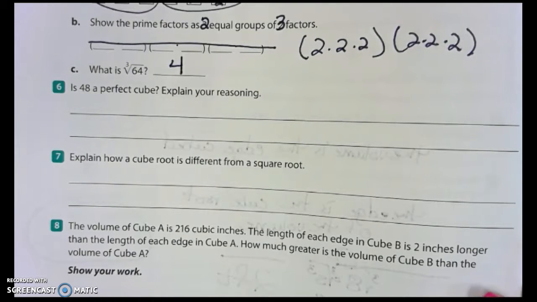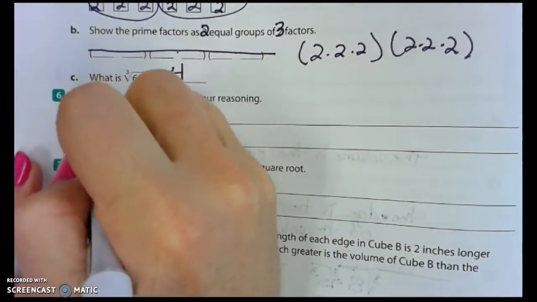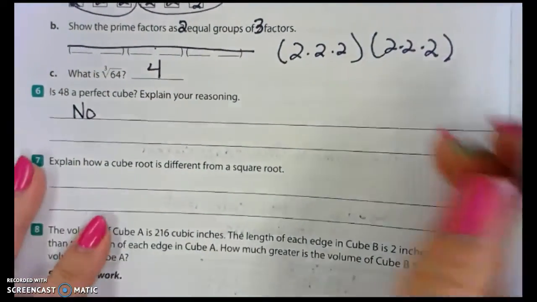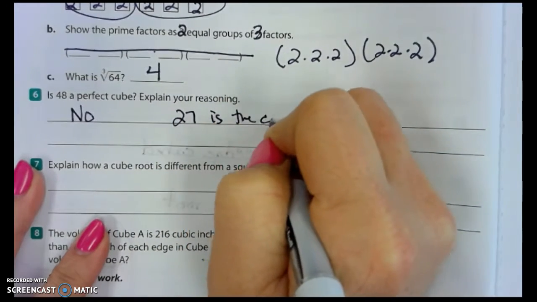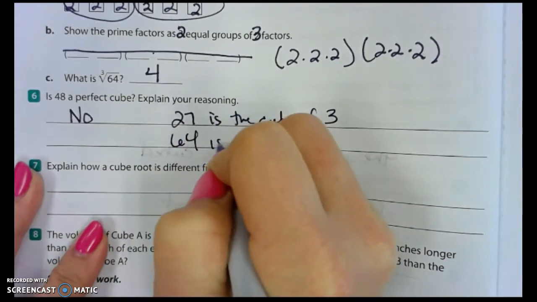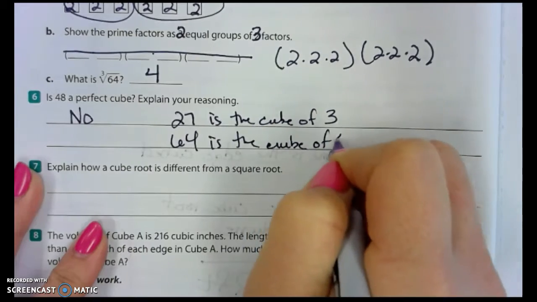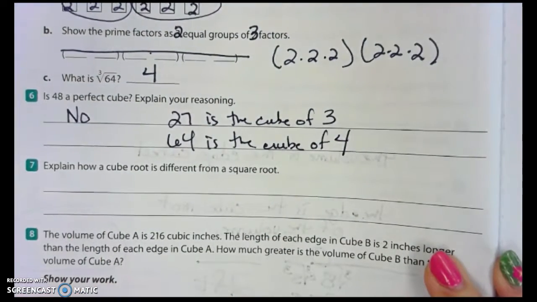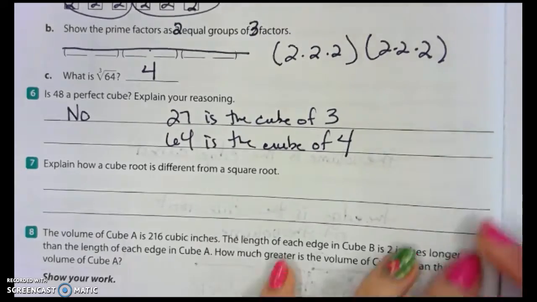Number 6. Is 48 a perfect cube? Explain your reasoning. The answer here is no. And the reason is 27 is the cube of 3, and 64 is the cube of 4. Since 48 is between 27 and 64, then that's going to have to be 3 point something, which makes it not a perfect cube.